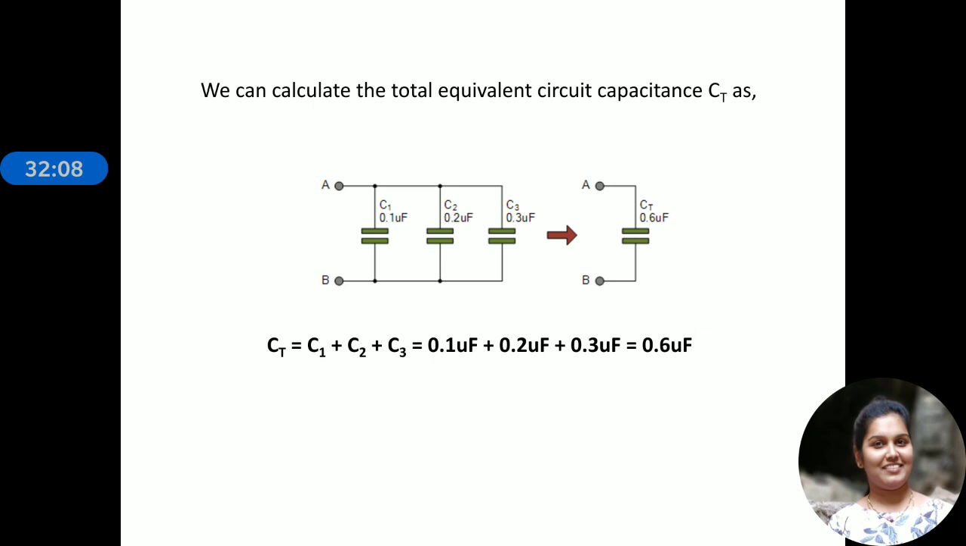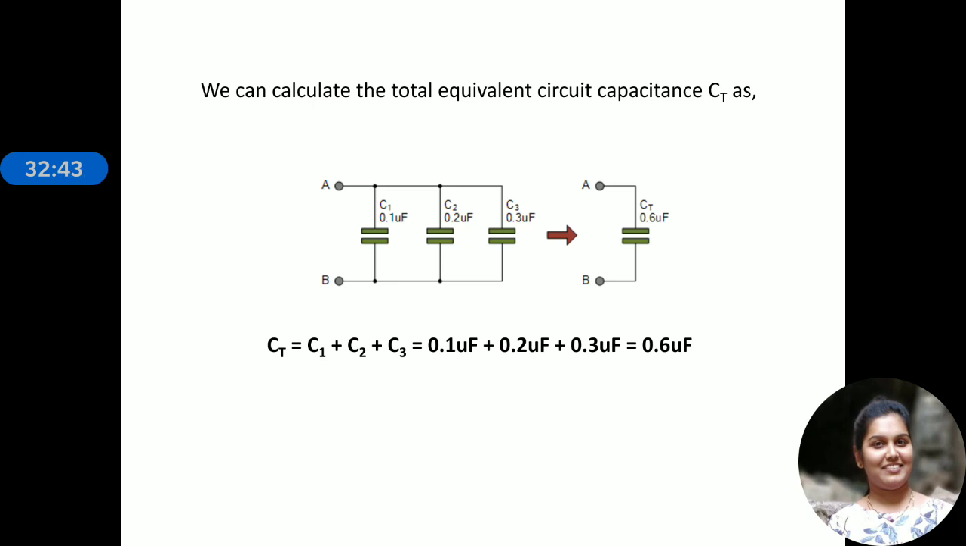So depending upon the application, the type of connection can be decided. If you want to increase the capacitance of the circuit, you have to connect capacitors in parallel, or if you want to decrease the capacitance of the circuit, you can decrease the capacitance by connecting the capacitors in series.